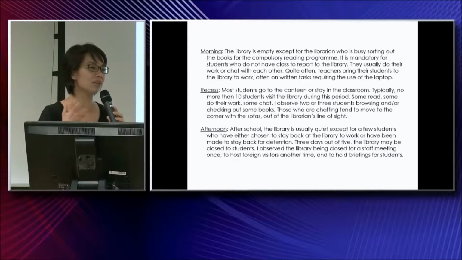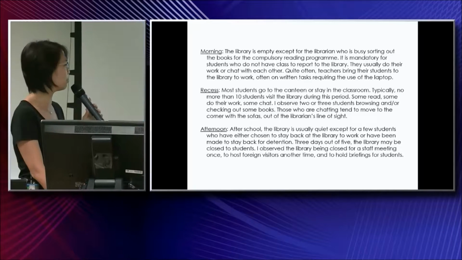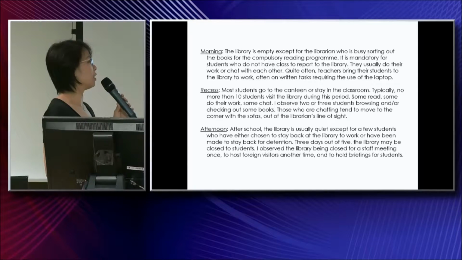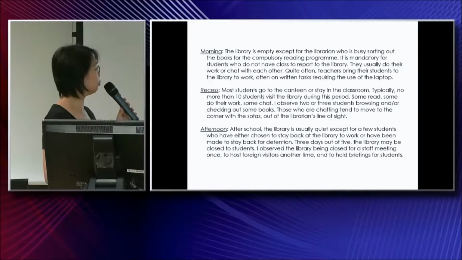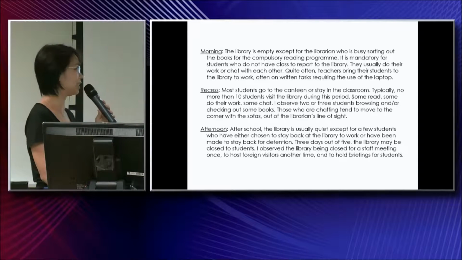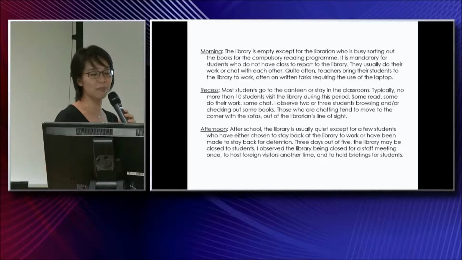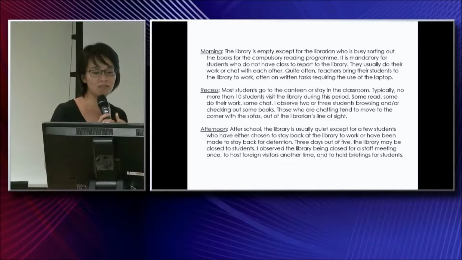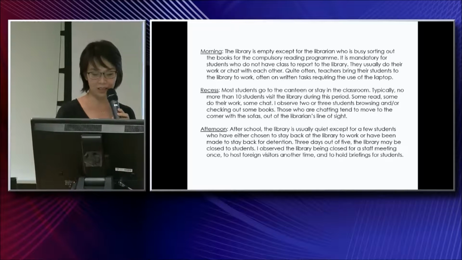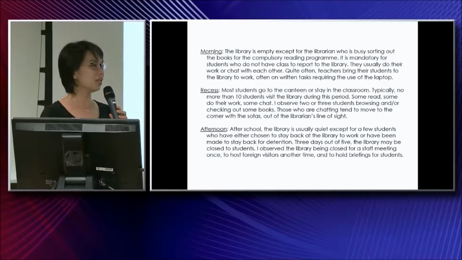Librarians have the idea that the library needs to be a quiet place. So when you're in the library, please keep quiet. In the afternoon, after school, the library is usually quiet except for a few students who have either chosen to stay back at the library to work or have been made to stay back for detention. In the 2 weeks that I observed, 3 days out of 5 the library may be closed to students. I observed the library being closed for a staff meeting, once to host foreign visitors, another time, and to hold a briefing for students. So what does this tell us about the use of the space?